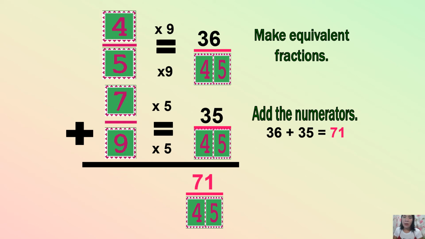Then we multiply the numerator with the factor that makes the denominator 45. So we have 4 times 9 is 36. We have 36 in here. And then 7 times 5 is 35. You add this up. 36 plus 35 will give you 71 over 45.